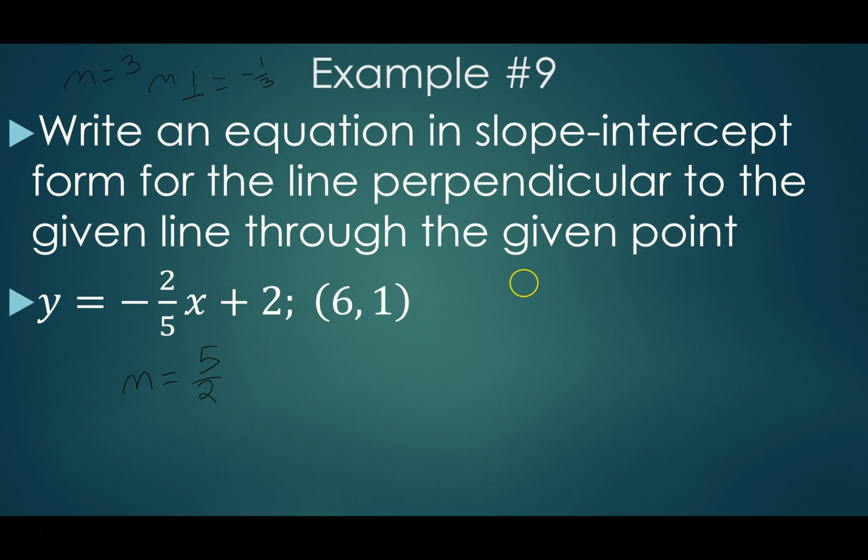So we just plug into y equals mx plus b. 1 equals 5/2 times 6 plus b. So when we do 5/2 times 6, we get 15. We subtract the 15 to get negative 14 for b, which means our equation had to be y equals 5/2 x minus 14. There's the equation of our perpendicular line.